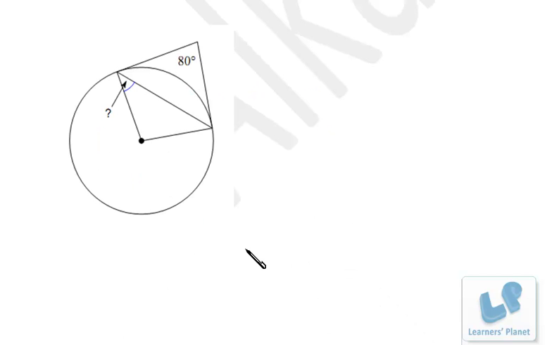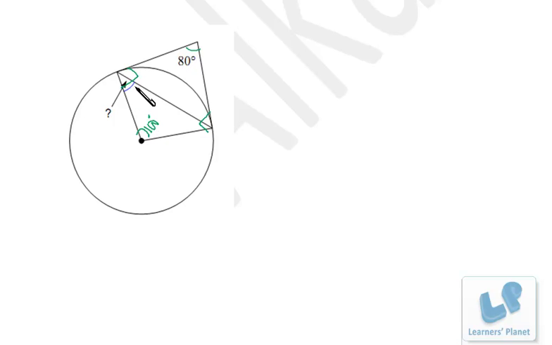Now just try this on your own. Very simple problem. We have to find out the measure of this angle. This is 80 degrees. This must be 90 degrees. This must be 90 degrees. So in this quadrilateral, this is 80 plus 90 plus 90, that is 180 plus 80, 260. So this must be 100, right?